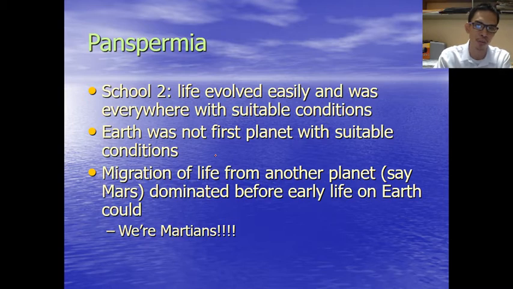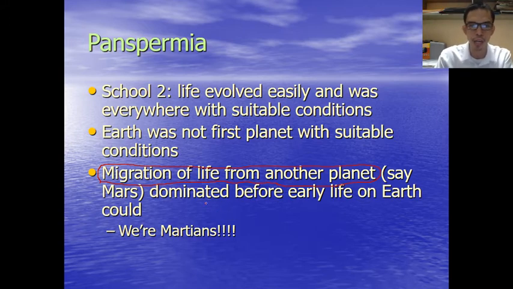Alright, so what do we have right here? Earth was not the first planet with suitable conditions. So meaning to say, there are planets outside our solar system that already had living things, and life from that planet just migrated from our planet. So probably, according to this statement, Mars before was a healthy planet, and living things were there, and when Mars died, the organisms there just migrated here on Earth.